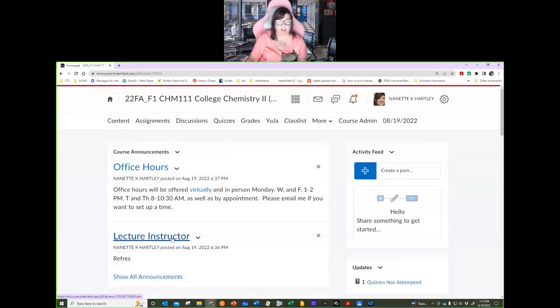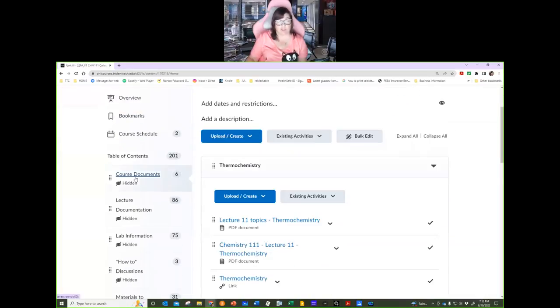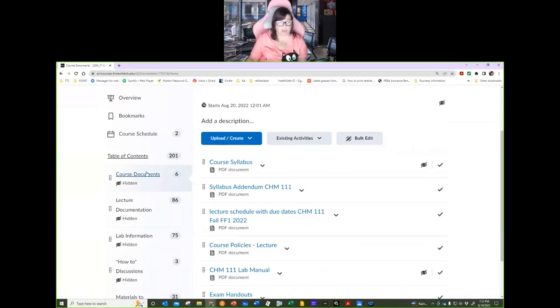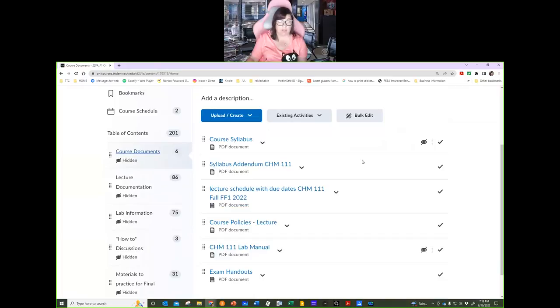Eventually there'll be some more information in the lecture and structure that has some links to other things that you'll need to be able to see. Almost everything that you need is in the content. And course documents is the first thing that you're going to want to take a look at. These course documents include your course syllabus, the syllabus addendum that's specific to me, your lecture schedule for this term, my course policies, the lab manual, and the exam handouts. So these are things that you'll need to review before we meet again on Wednesday. I'm not going to talk about them too much, but you will need to review them. There will be sort of a quiz on it.